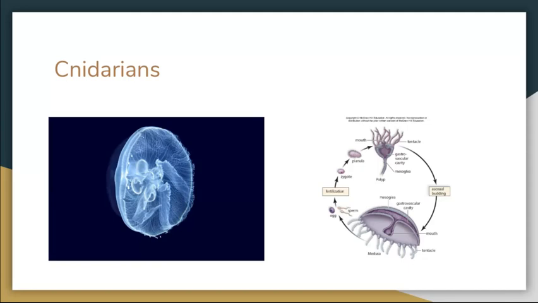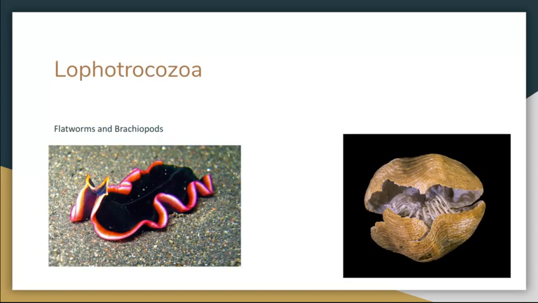It's made up of mesoglea as well. It has a mouth, and its tentacles have those cnidocytes. The medusa form produces both a sperm and an egg, which are then fertilized into a zygote. So these are cnidarians.